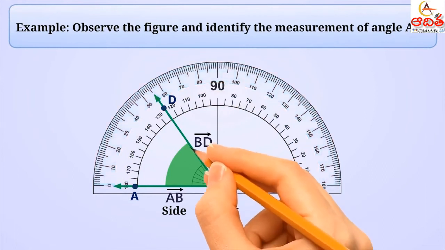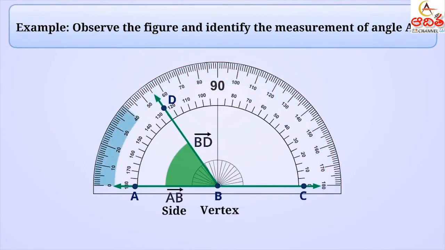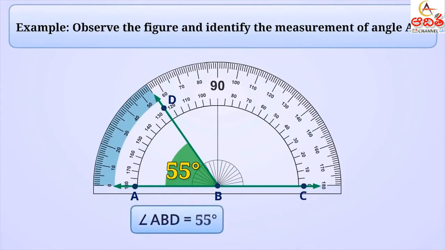Now we see that the other side of the angle is representing 5 parts ahead of 50 on the outward scale, which means it is representing 55 degrees. Therefore, we write the measurement of the angle as 55 degrees. In this way, we can say that angle ABD is equal to 55 degrees.